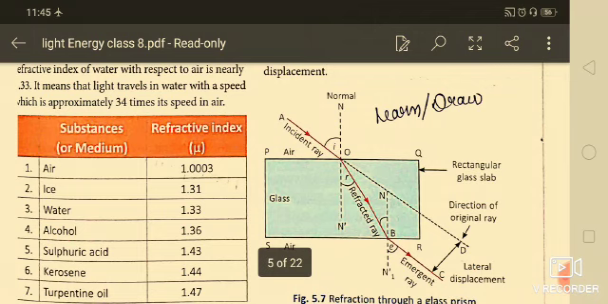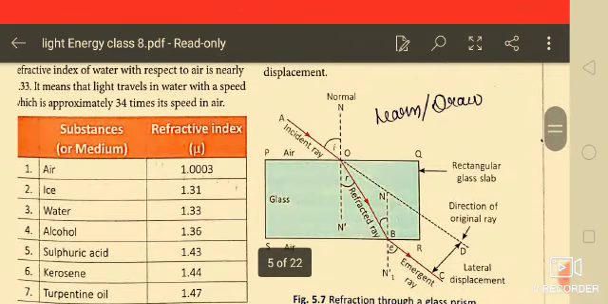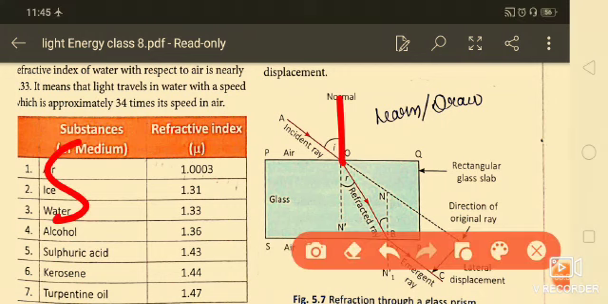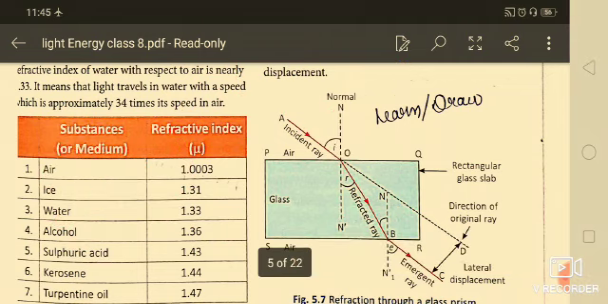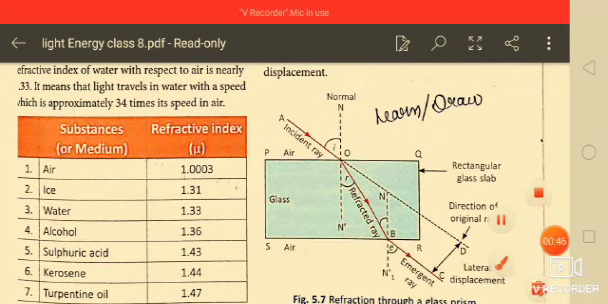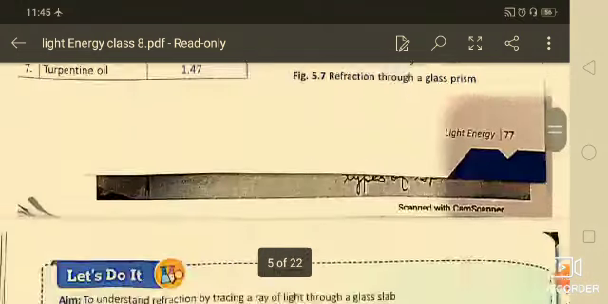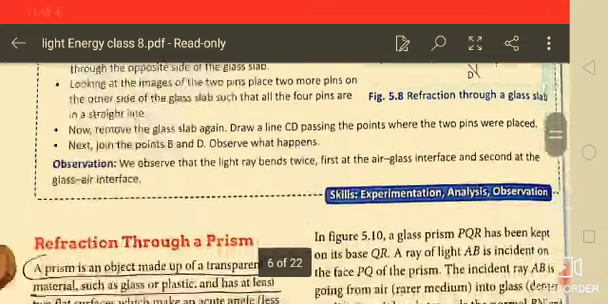You are seeing that between the incident ray and the normal, an angle is formed. That angle is called the incident angle, sin i, and it is equal to the refracted angle, so this angle is equivalent to this angle. Okay, now students, this one is an activity, you will do it.